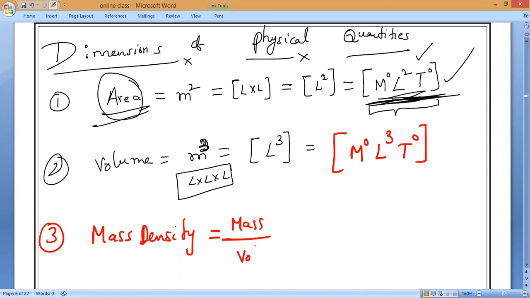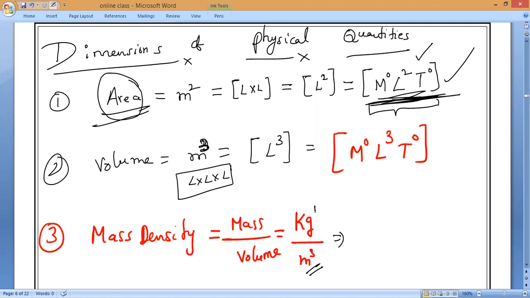Density formula. Mass by what? Mass by volume. What is the unit of mass? Kg. What is the unit of volume? Cubic meters. Clear? So, write in the form of mass.